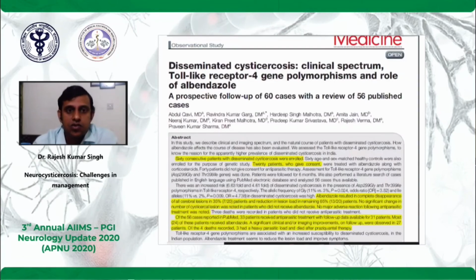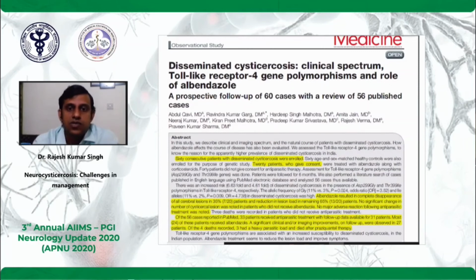So although this is not an RCT, this is a prospective study, and this was by Abdul et al., Professor Garg, they have conducted, and they have given albendazole in 20 patients with disseminated cysticercosis, and what they have found is that albendazole resulted in complete disappearance of all cerebral lesions in 35% of the patients, and reduction in lesion load in approximately 65%. And there was no significant change in the lesion in those patients who did not receive albendazole.